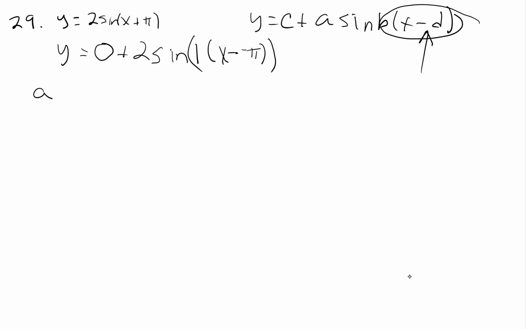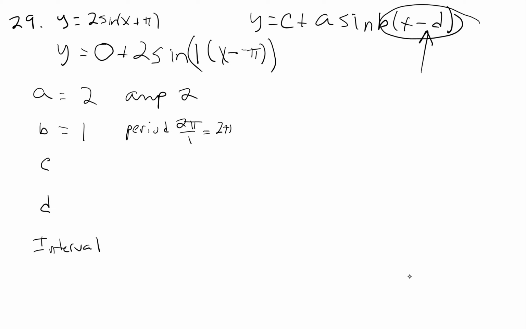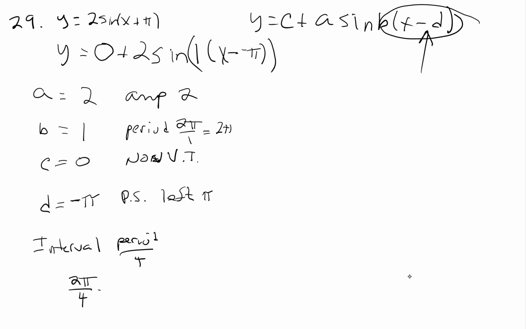So now, here we go. This is what we did in class. A, B, C, D, and then the interval. So A is 2, so amplitude is 2. B is 1, so the period is 2 pi over 1, which is obviously 2 pi. C is 0, so no vertical translation. And D is minus pi, so we have a phase shift to the left, pi. Interval, remember, is period over 4, so it's 2 pi over 4, which is pi over 2.